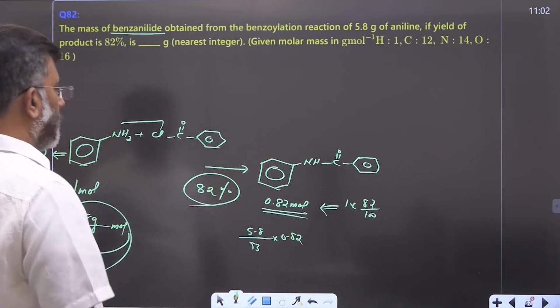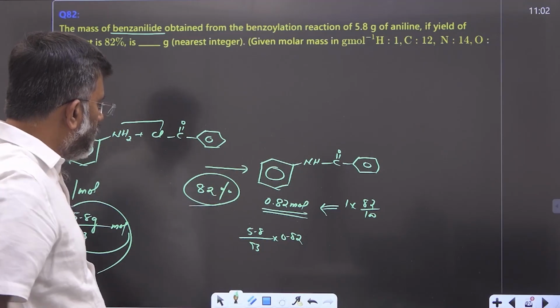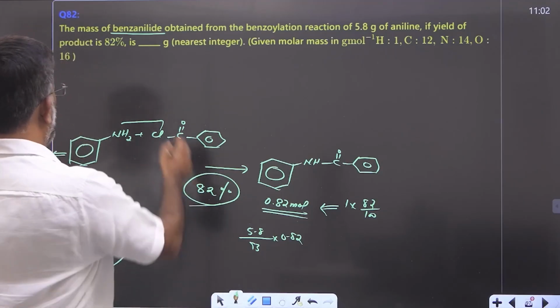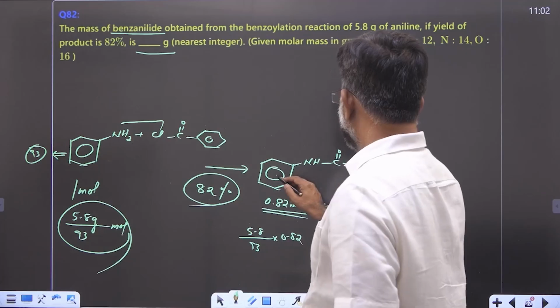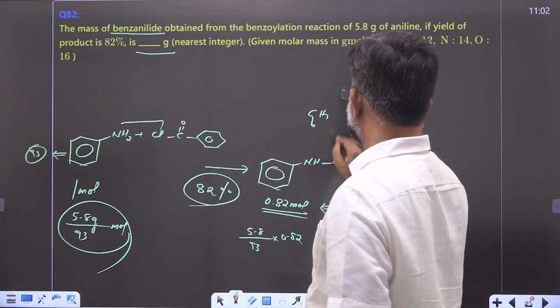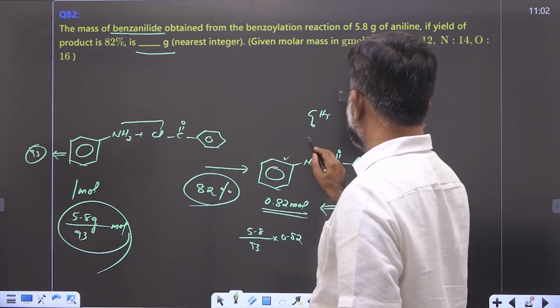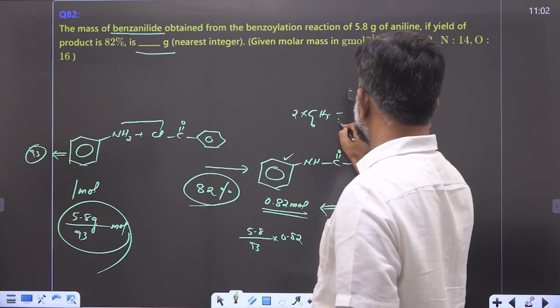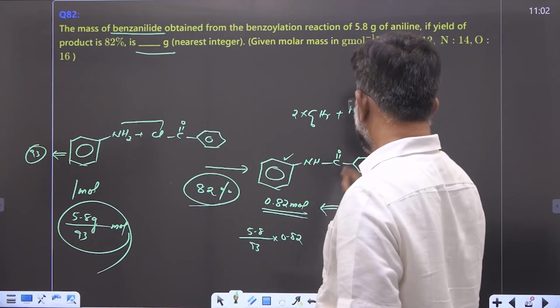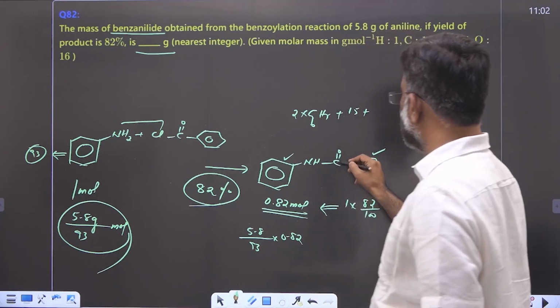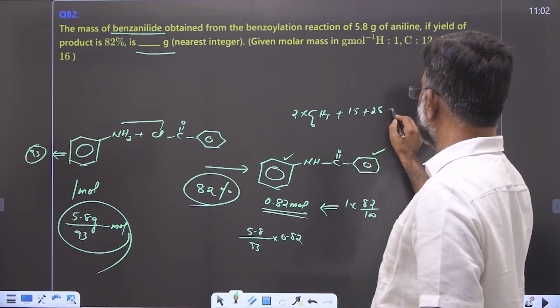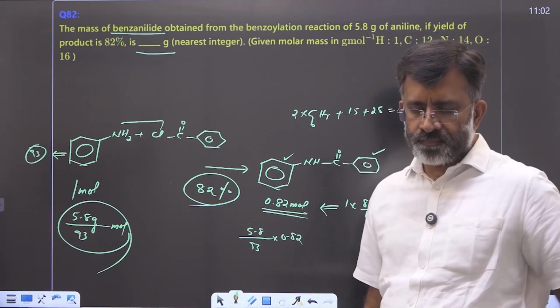Let us convert into gram. We want the answer in gram. So what is the molar mass of this? We have C6H5, there are two of them, so take 2 times. NH means 15, and CO means 12 plus 16, 28. This you can take as the molar mass.